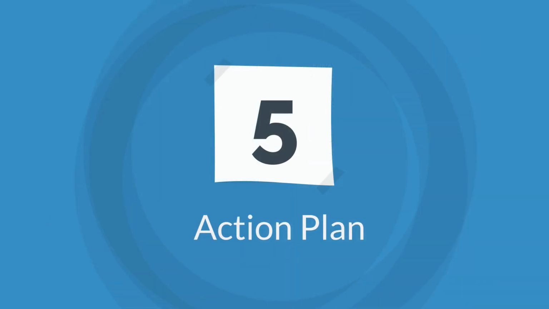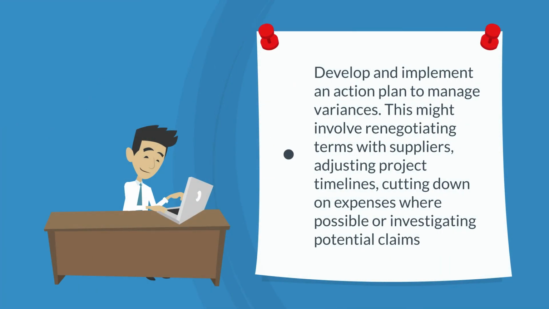Step 5. Action Plan. Develop and implement an action plan to manage variances. This might involve renegotiating terms with suppliers, adjusting project timelines, cutting down on expenses where possible, or investigating potential claims.